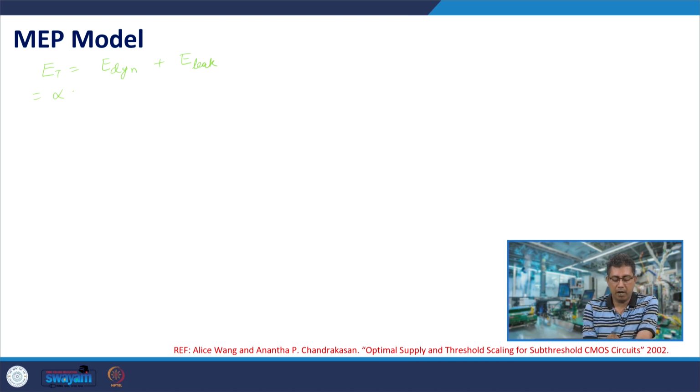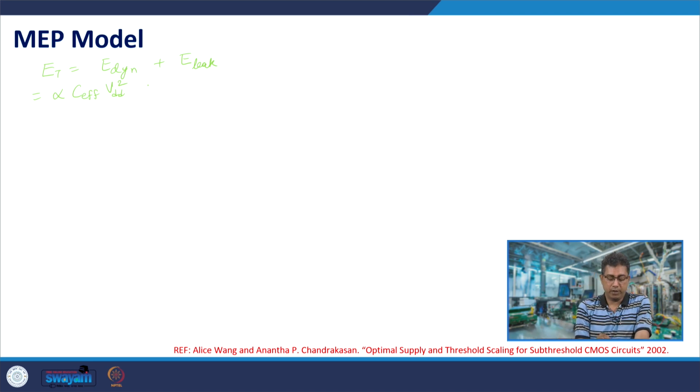Now, it is alpha C effective VDD square. What is C effective? That is the effective capacitance, the effective switching capacitance, in terms of the input capacitance of an inverter. So, in terms of the input capacitance of the inverter, what is the effective switching capacitance of the circuit, and how to obtain this effective switching capacitance, that we will discuss.